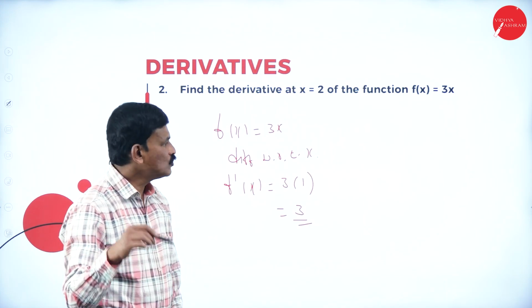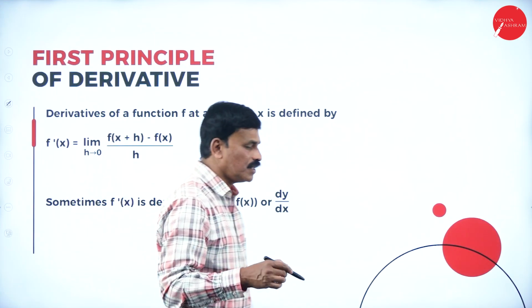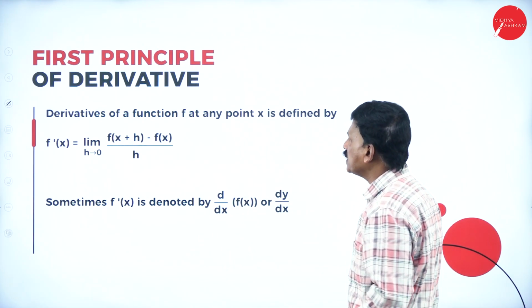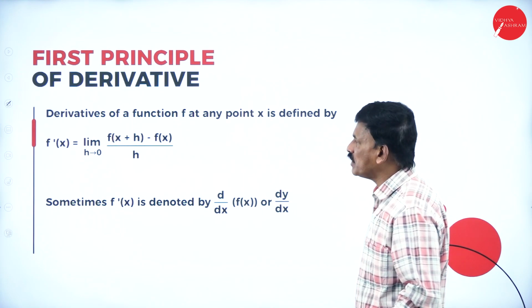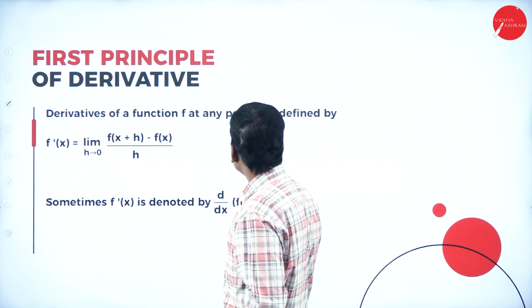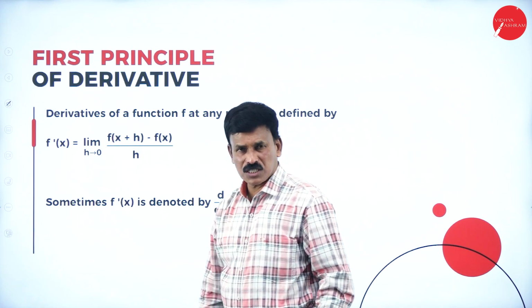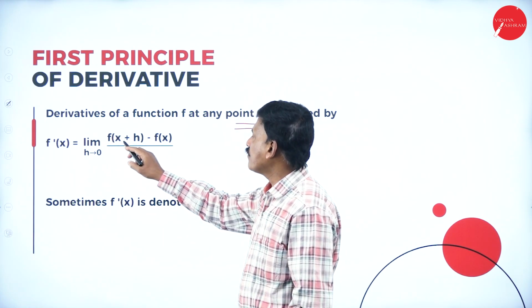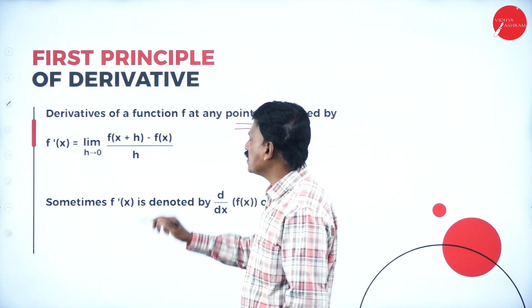That's it. Now move on to the next very important formula we are going to study. The basic formula: the derivative of a function f at any point x is defined as follows. The derivative of a function y is equal to f of x is denoted as f dash of x is equal to limit h tends to 0 of f of x plus h minus f of x divided by h.